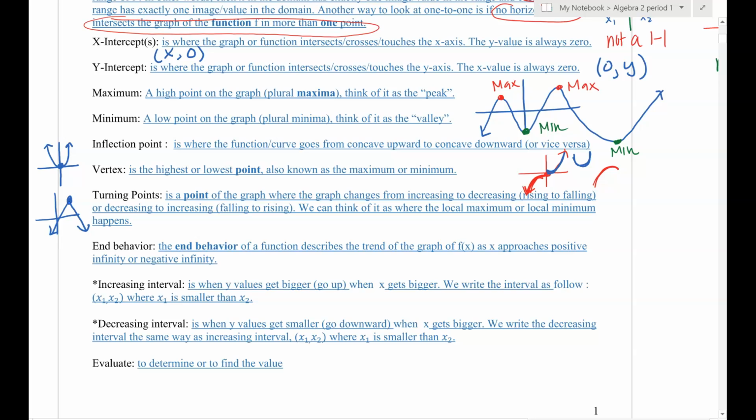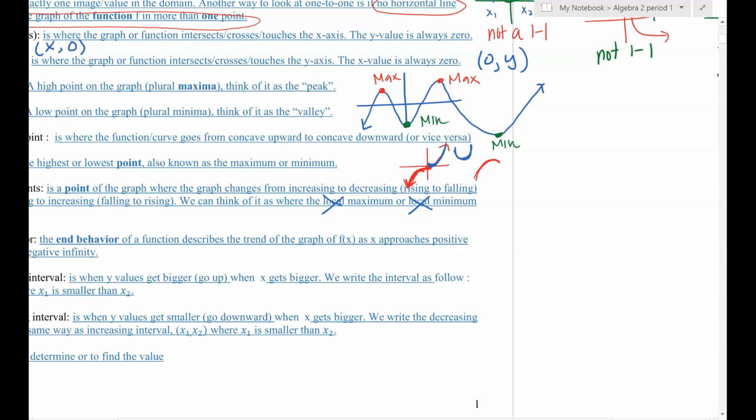So, turning points. A turning point is a point of the graph where the graph changes from increasing to decreasing, aka rising to falling, or vice versa, decreasing to increasing. We can think of it as where the local maximum or the local minimum happens. There's a fancy word called local maximum and local minimum. Don't worry about those for now, just think where the minimum and maximum happens.